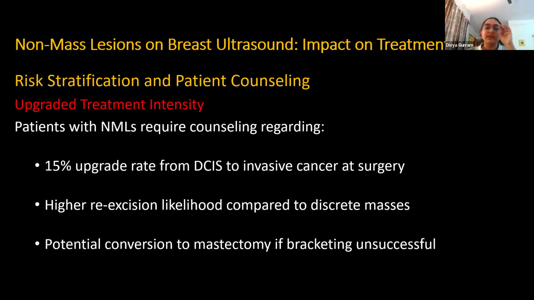So how does detecting non-mass lesions on breast ultrasound impact the treatment course of a patient? One aspect that we have to consider is that it would change the risk stratification and the way the patient is counseled. Mainly, it would indicate that there could be upgradation of the treatment intensity. So when a patient has a non-mass lesion on breast ultrasound, they have to be counseled regarding the fact that if on biopsy it proved to be DCIS, approximately 15% of these patients could be upgraded to invasive carcinoma at surgery. And as compared to discrete masses, these patients may have a higher likelihood of re-excision. And in case these patients underwent bracketing, non-mass lesions also have a higher incidence of being potentially converted to mastectomies as well.